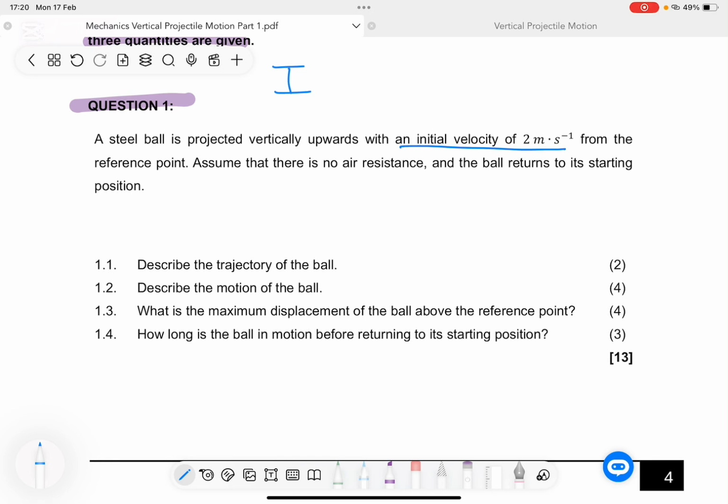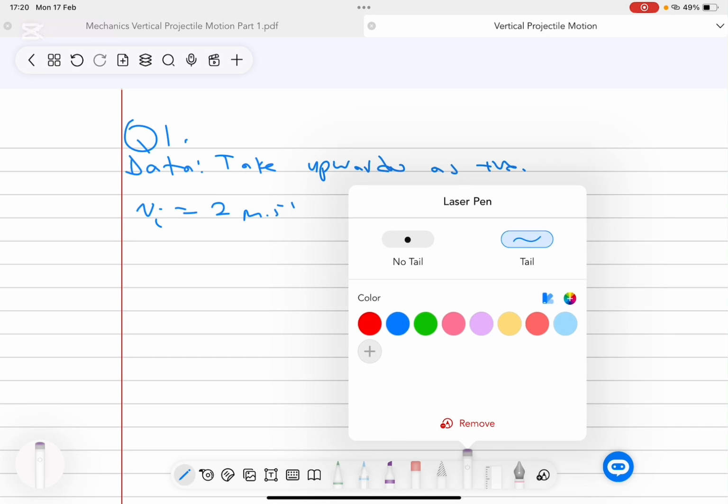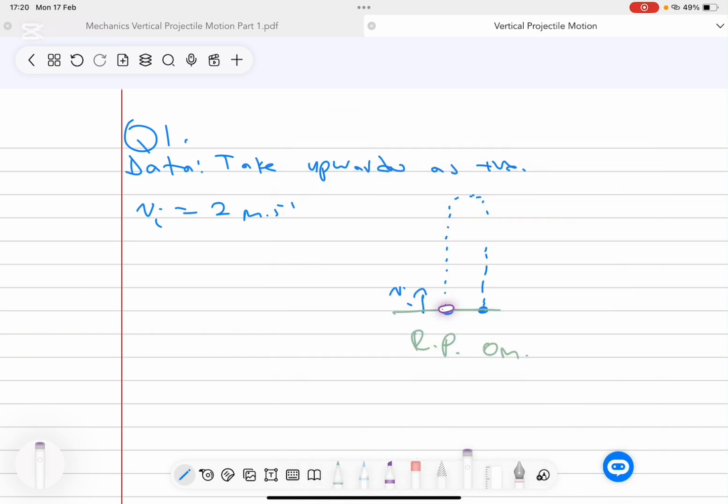Now they say here, assume that there is no air resistance, and the ball actually returns to the starting position. So the ball comes back to the starting position. It moves from 0 position, it goes up, and then comes back to 0 position. It comes back where it started, at the origin, at the reference point.